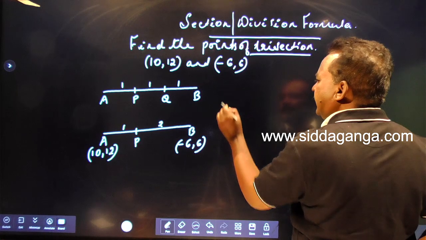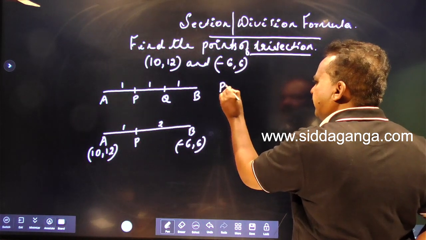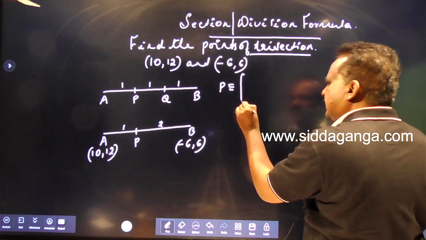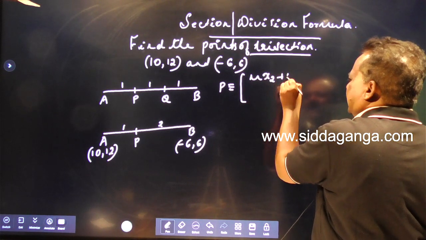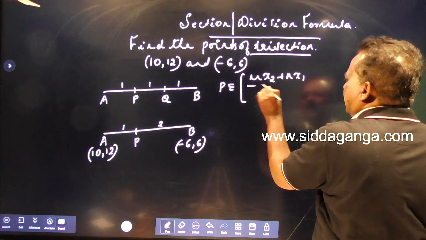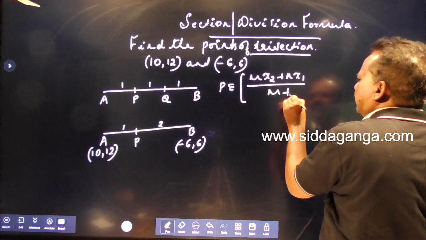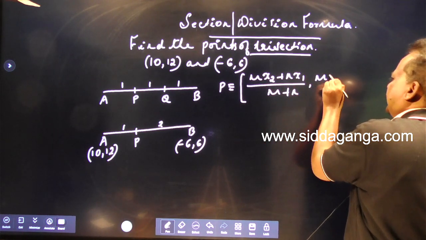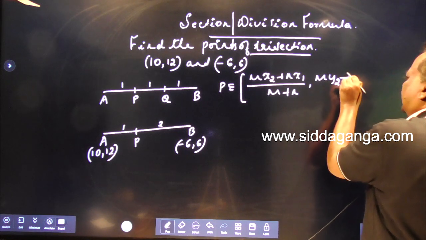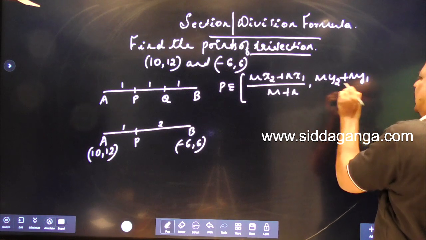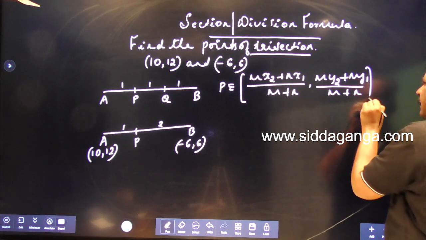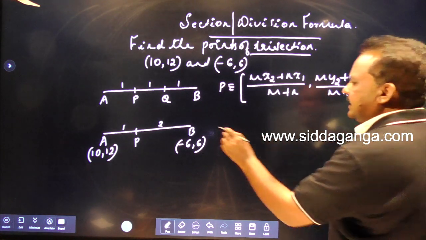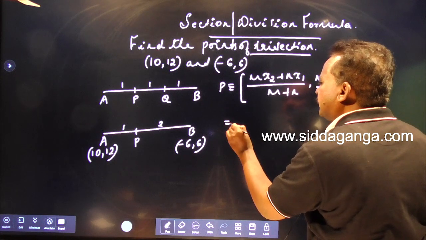What is the formula? mx2 plus nx1 divided by m plus n, my2 plus ny1 divided by m plus n. What is the ratio? 1:2.